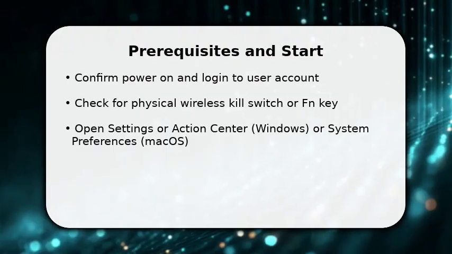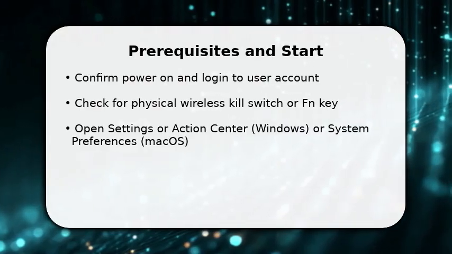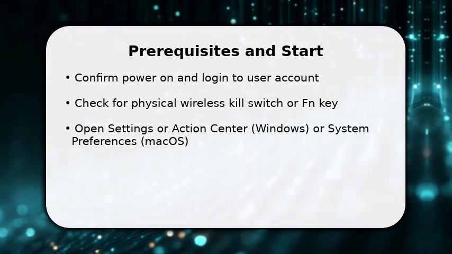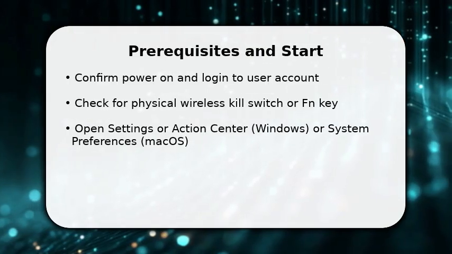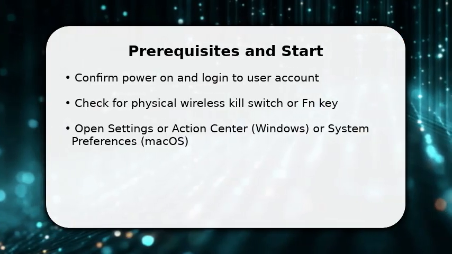You should be logged in and have administrative access. Once ready, inspect the laptop body for a dedicated wireless switch or an FN key combo that toggles radio. Open Settings on Windows via Start then Settings, or System Preferences on macOS.